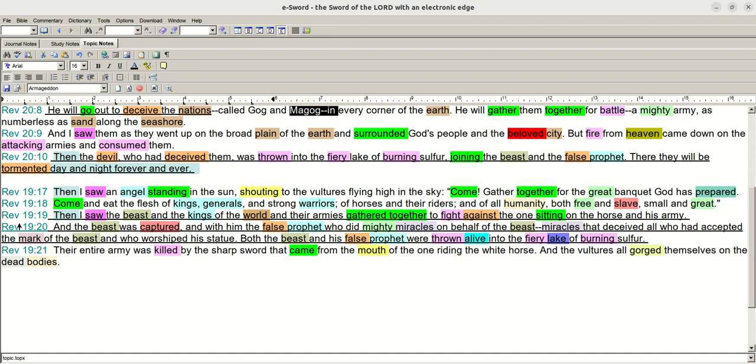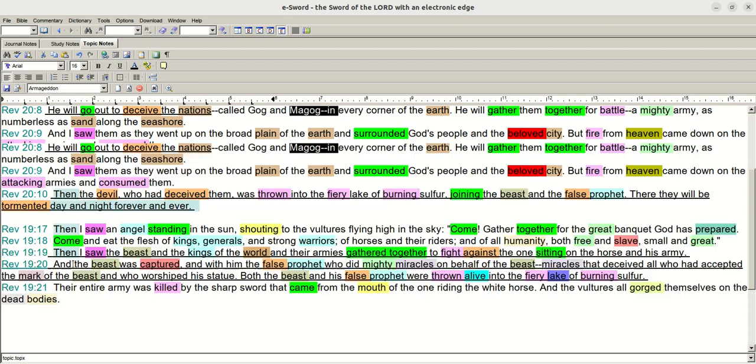Okay, so this is Revelation 19, which tells us that Revelation 16, 17, 18, and 19 are explaining that first battle with a whole lot of details that we got to look at and try to decipher. Okay, but just understand that 16, 17, 18, and 19 are all talking about the first battle. Revelation 20 talks about the second battle. Their entire army was killed by the sharp sword that came from the mouth of the one riding on the white horse, and the vultures all gorged themselves on the dead bodies.